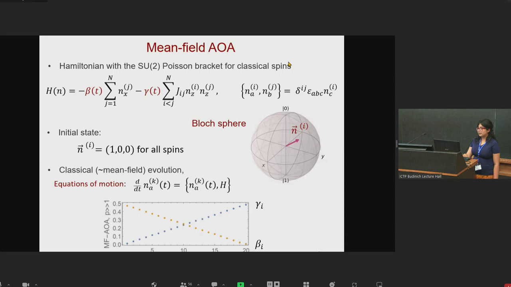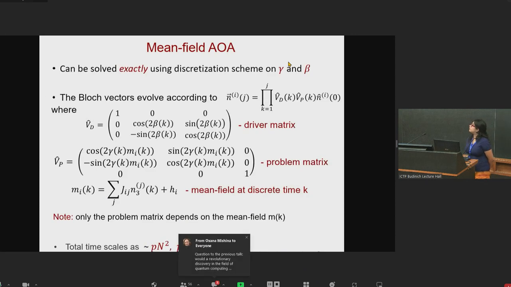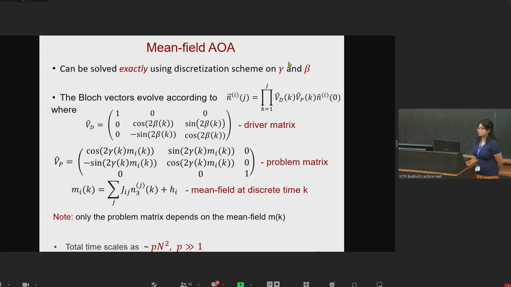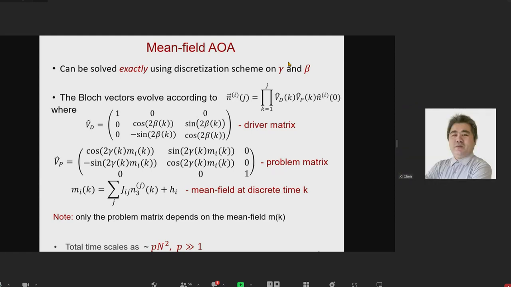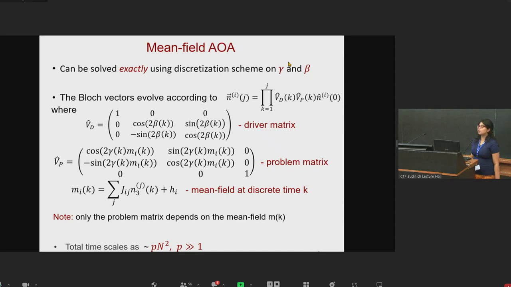Now, we applied some algebra on these classical equations of motion, and then we came up with this exact equation of motion for individual spins. We could arrive at this exact equation because we considered beta and gamma as discrete rather than continuous. Here, V_D corresponds to the driver, and V_P corresponds to the problem. If you have a look at this particular formula, you can see that there is a loose similarity with the original QAOA. But there is a crucial point of difference. Our algorithm is much simpler because we are dealing only with multiplication of 3 × 3 orthogonal matrices from the group SO(3), which corresponds to classical rotation.